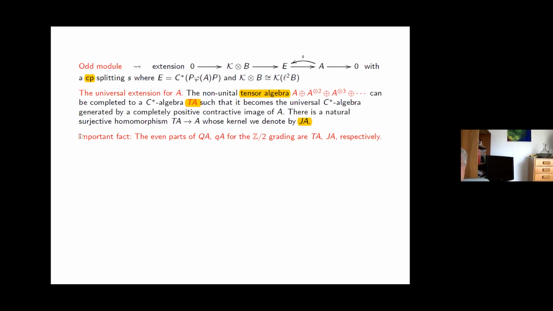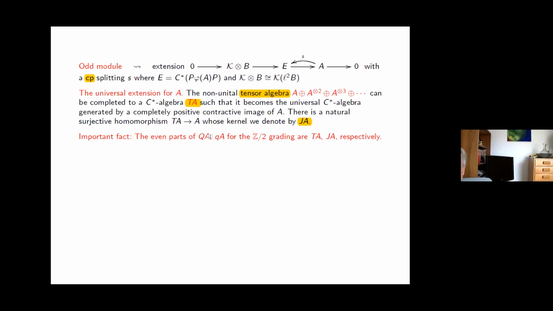Now, here's a remark. This is important, but not so important for my talk today. Namely, there is a connection between the universal quasi-homomorphism and the universal extension, which also explains in a way why Kasparov has this Z2 grading everywhere. Namely, the tensor algebra and the ideal JA are exactly the even parts of the algebra QA, which I mentioned before, the free product, and the ideal qA. So there's a close connection between these two things.